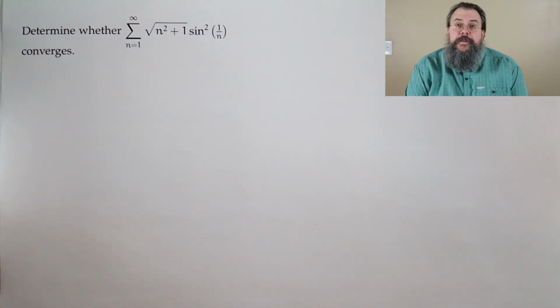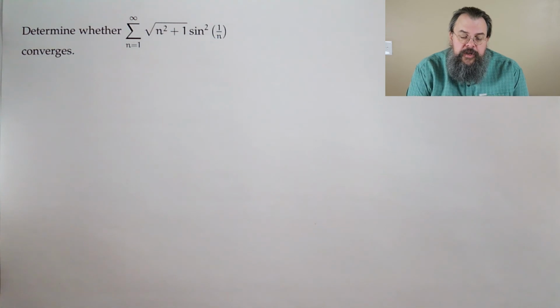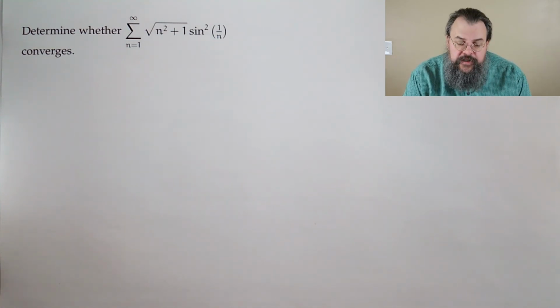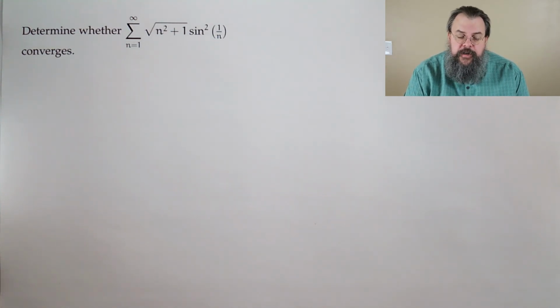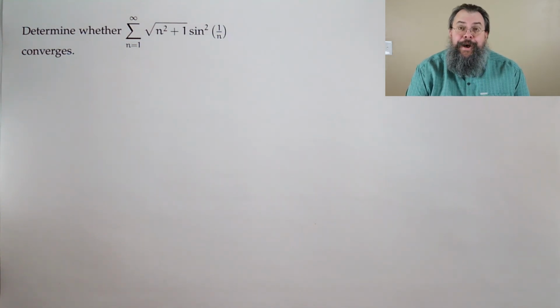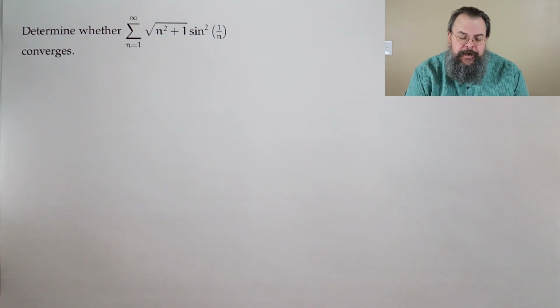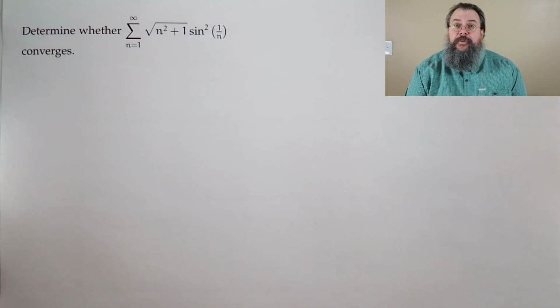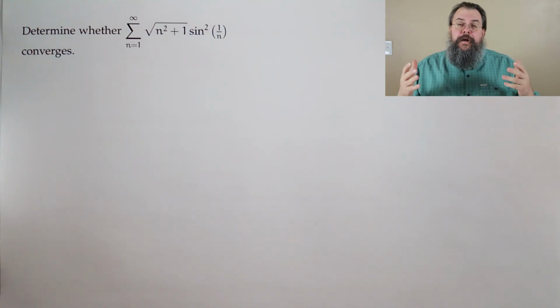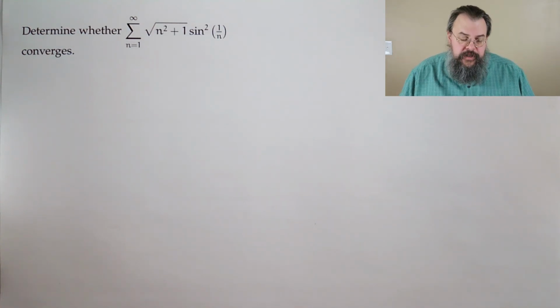Determine whether the sum of square root n squared plus 1 sine squared of 1 over n, from 1 to infinity, converges. Okay. Wow. So what are we doing here? Well, I mean, it's a yes or no question, right? All the problems today are yes or no. Does this converge? Does it not converge?